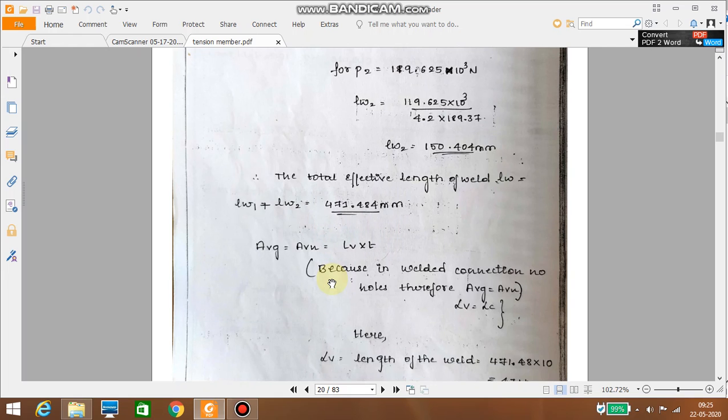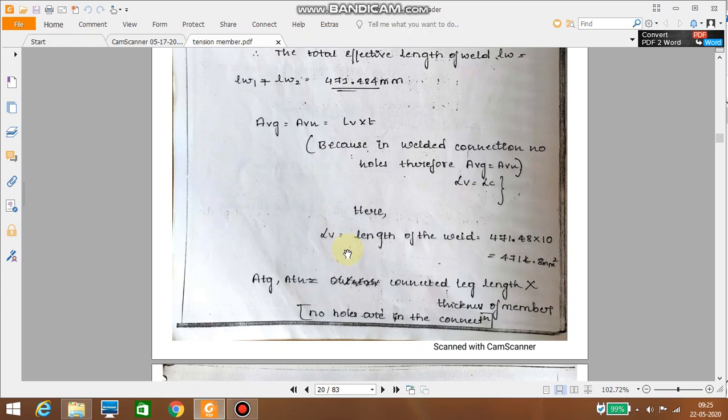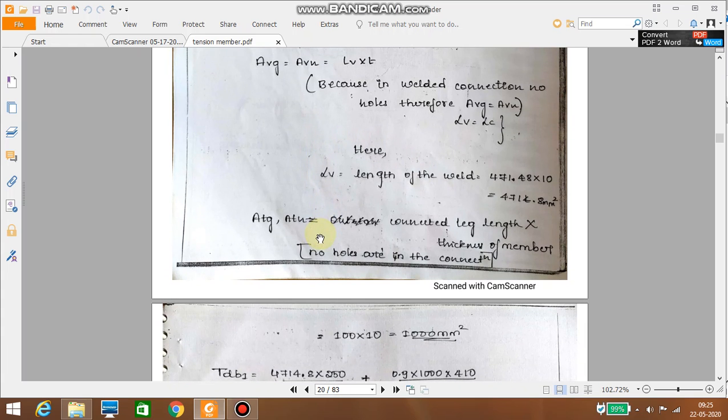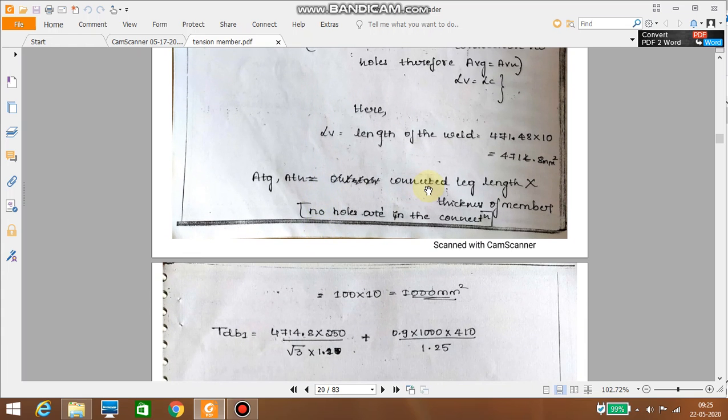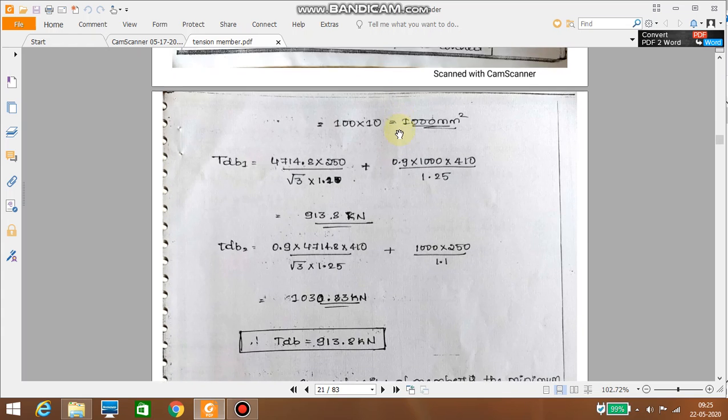Now, for block shear, I have to calculate AVG and AVN. Here, AVG and AVN will be equal because in a welded connection no holes are present. Therefore, LV into T will give you AVG. Here LV is the length of the weld. Total length of the weld is equal to 471.8, multiplied by the thickness, will give us the total value of AVG or AVN. Now, ATG and ATN is nothing but the connected leg into the thickness of the member. Here also no holes are present. Length of the connected leg is equal to 100 mm into 10, which is nothing but 1000 millimeter square.